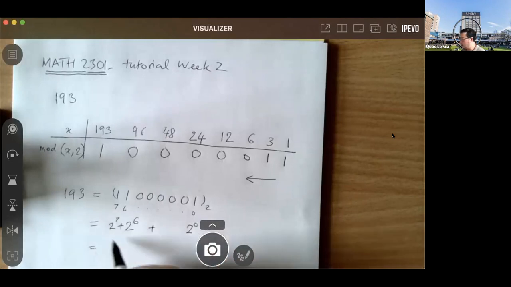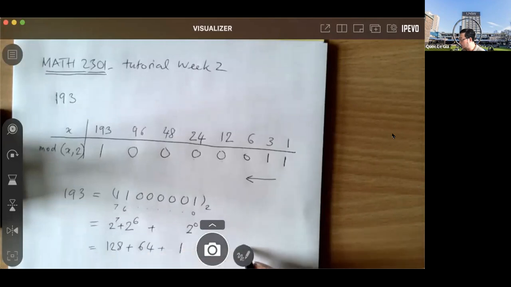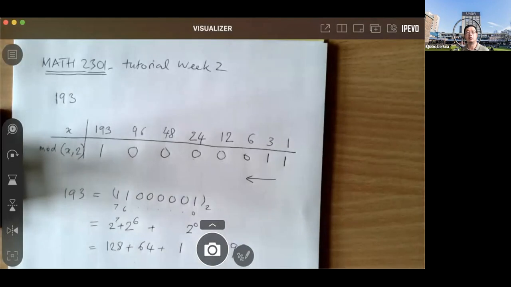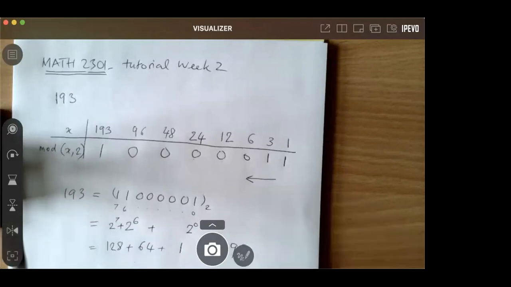So 2 to the 6 is 64, 2 to the 7 is 128. So you got 128 plus 64 plus 1, which is 193. So you can verify that your expansion is correct. Always check by verifying whether you got the correct expansion. This one maybe you've seen before.